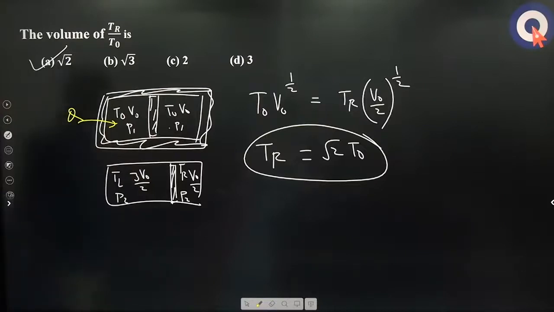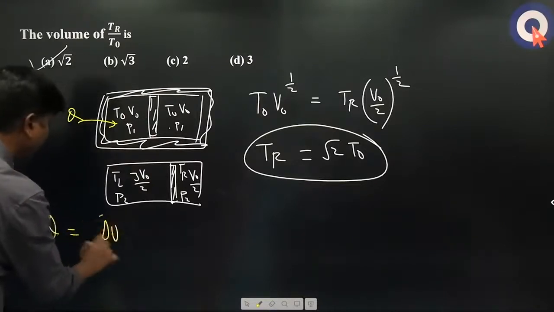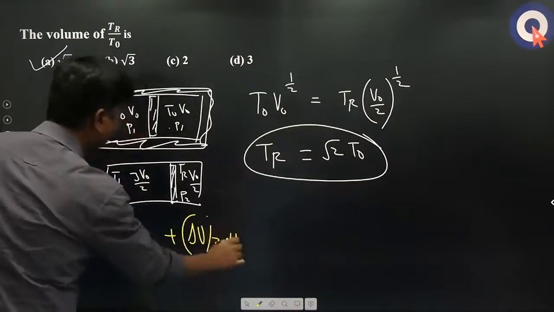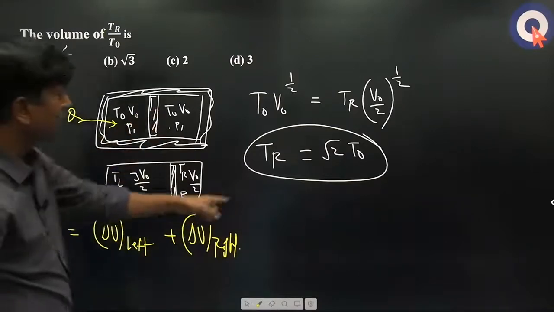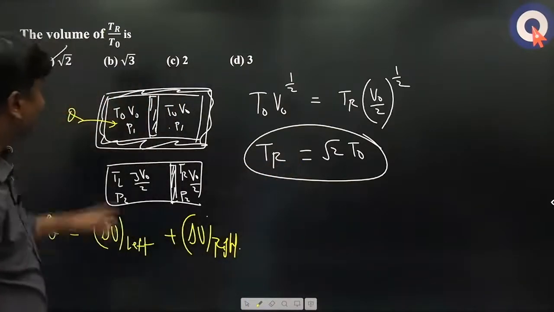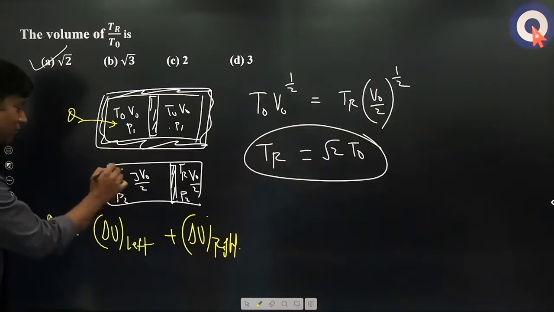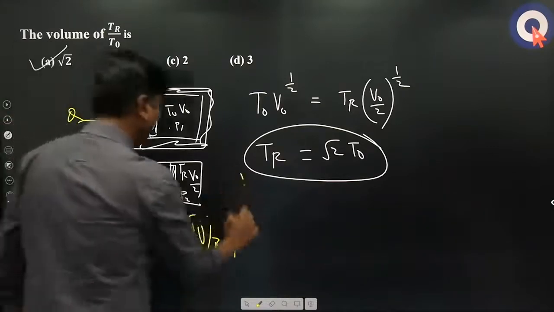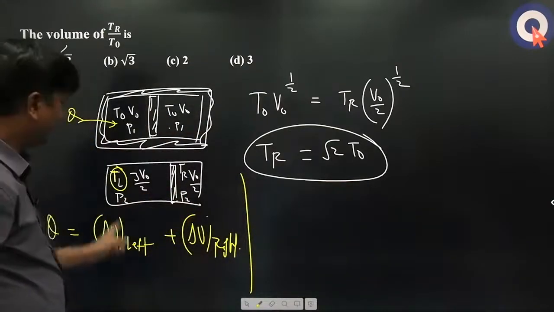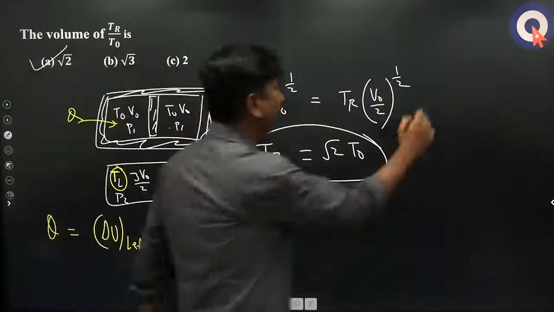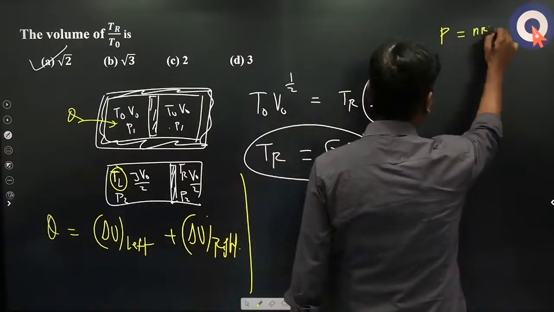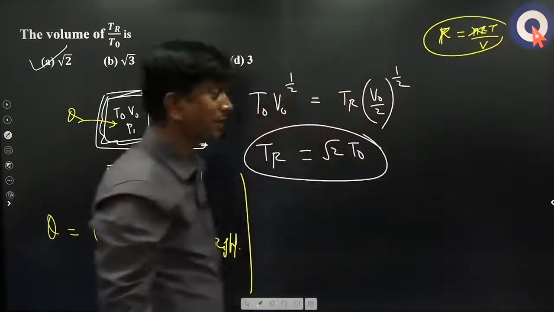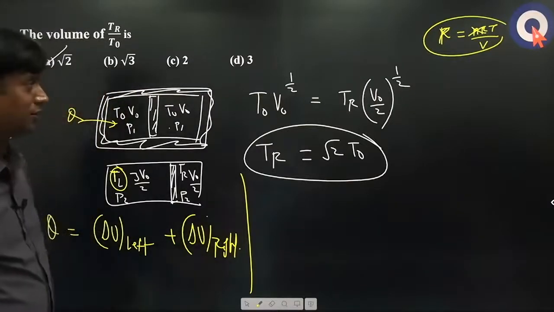Clear? So heat is equal to increase in internal energy of the left plus increase in internal energy of the right. The right one you can find because you know the final temperature. But the left side temperature you also have to find, no? How do you find the left side temperature? By equating the pressures. Since the pressures are the same on both sides, pressure is equal to nRT by V. Pressure same, nR same, number of moles same, so temperature by volume is constant.